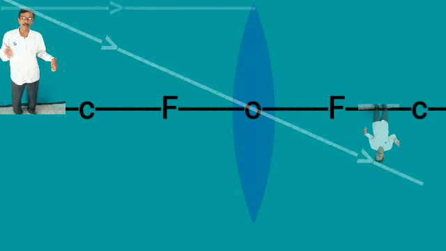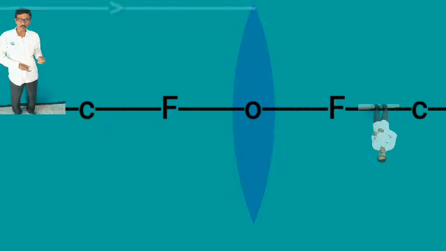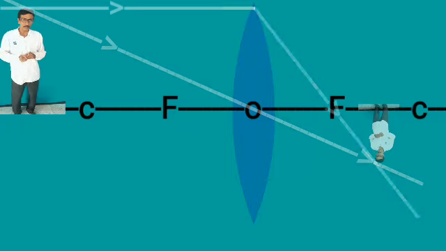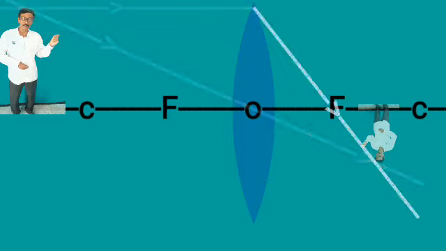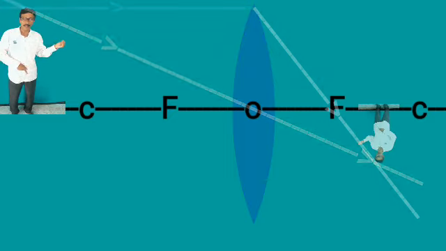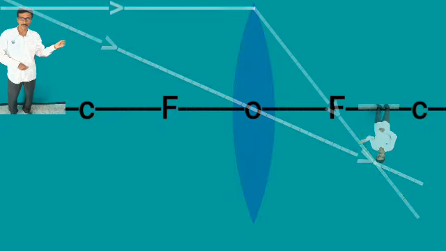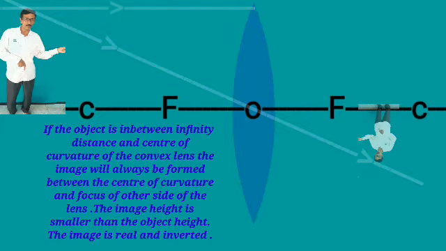The image is formed in between the center of curvature, or twice the focal length, and the focus of the lens on the other side. In this case, the image is smaller than the object. The image is real and inverted. Okay? My dear student, it is an interesting one.